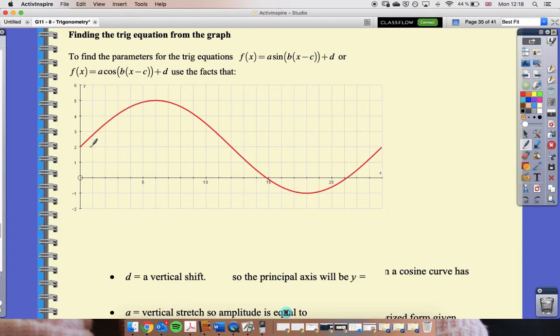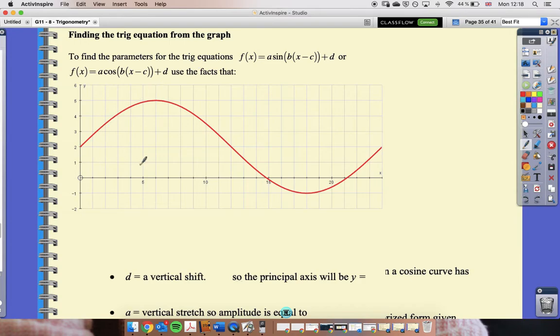The reason I'm going to go with a sine curve is that I can see this looks like it starts around its principal axis, goes up and then down, which is exactly what a sine curve does. If it had been translated over and started at a maximum or at a minimum, I would probably pick a cosine curve, but you can use either.